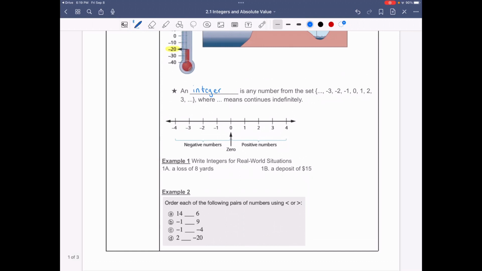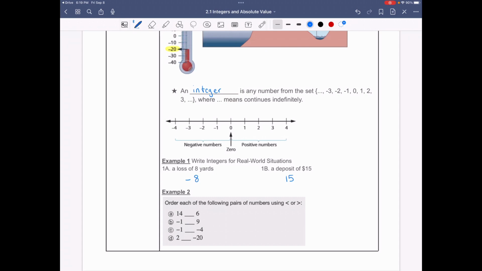For example 1, write integers for real-world situations. A loss of 8 yards is negative 8. And for example 1b, a deposit of $15 is a positive 15.